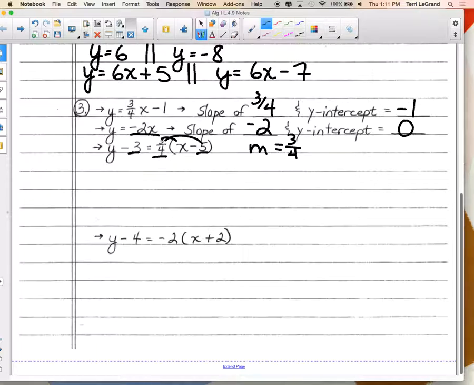Okay, let's get it into slope-intercept form. Let's go. y take away 3 equals 3/4 x minus 3/4 of 5. What is that? 15 over 4. And what's 15 over 4 equal to? This is a y-intercept, so when it's a y-intercept, we can change it to a mixed number. What mixed number is that? 3 3/4. Okay, cool, let's go with that.